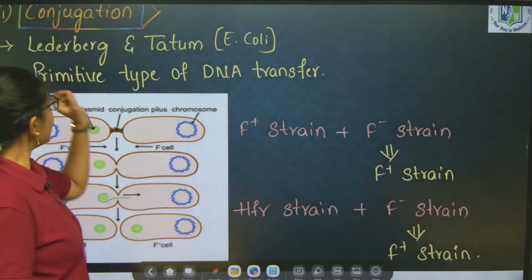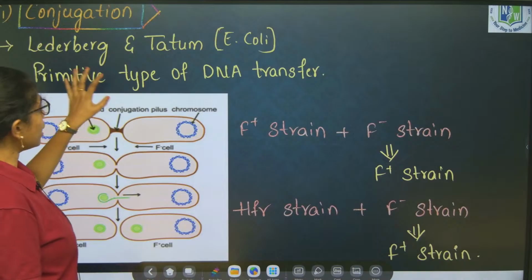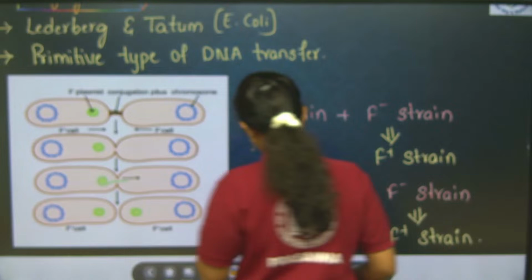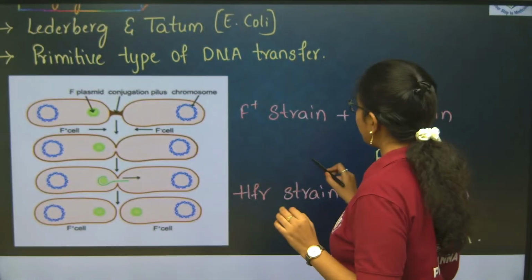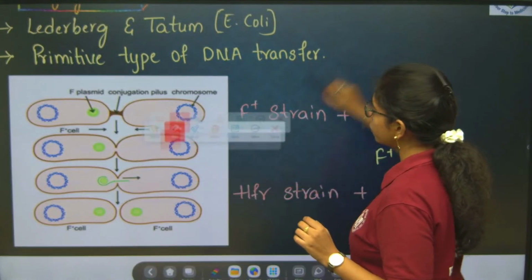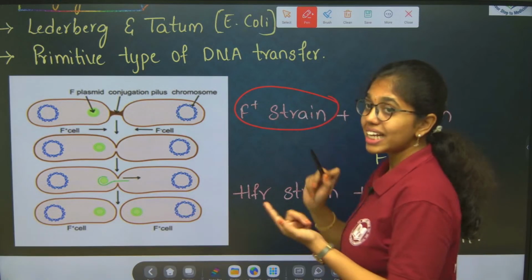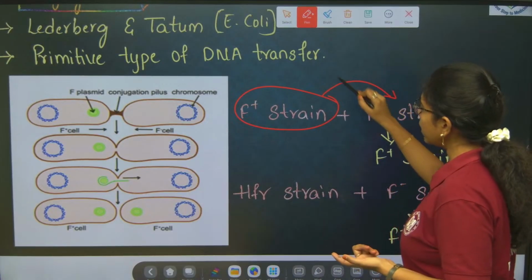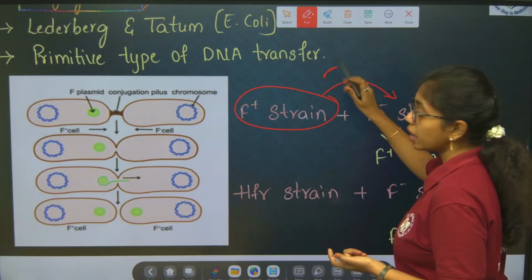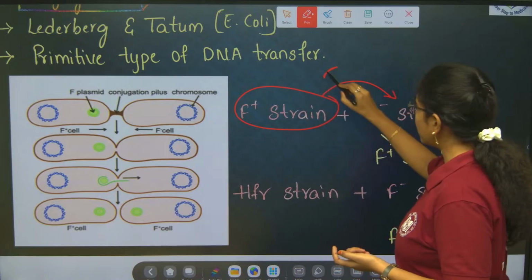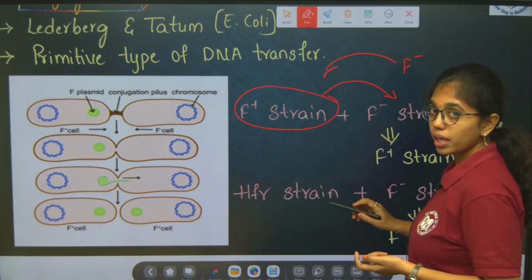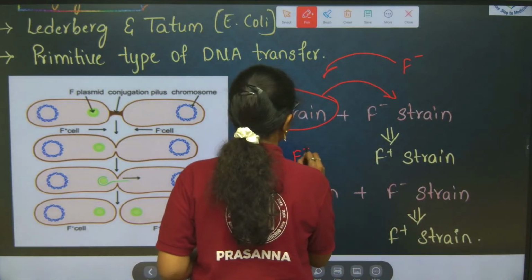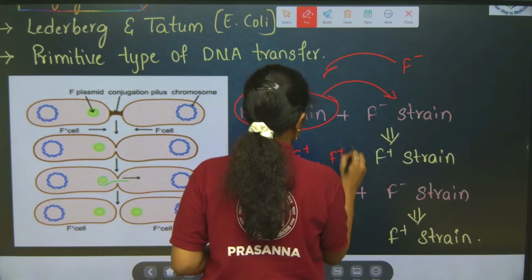Conjugation was given by Lederberg and Tatum. This is the primitive type of DNA transfer. If the plasmid DNA has the F factor, then the bacterium is called an F plus strain bacterium. The F factor is transmitted from the F plus strain to the F minus strain. So in the products, the daughter cells, both will be F plus strains.